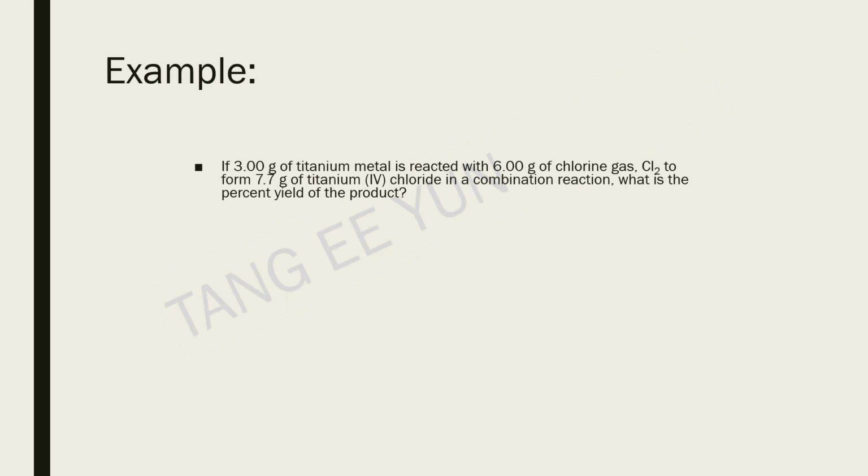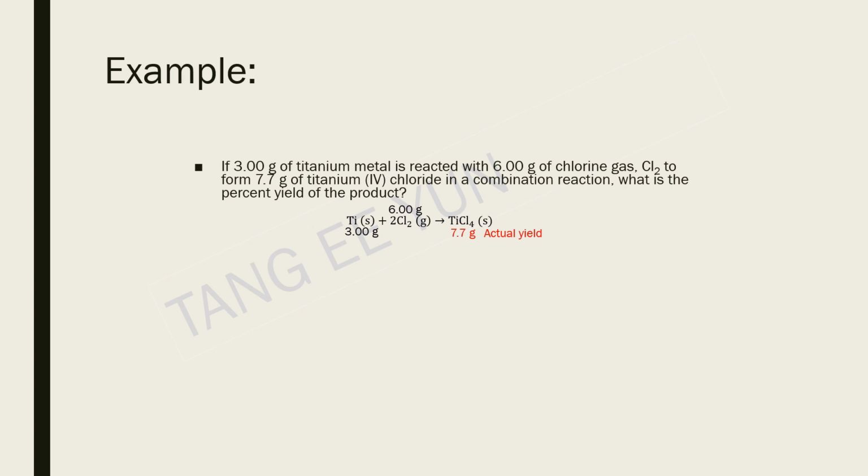For example, in this question, we are given titanium metal reacting with chlorine gas to form titanium 4 chloride. We are given the mass of titanium metal, which is 3 grams. So this is the mass of titanium metal that we have, and for chlorine gas, the mass that we have is 6 grams, and the 7.7 gram of titanium 4 chloride is the actual yield in this reaction, and the question is asking about the percentage yield.